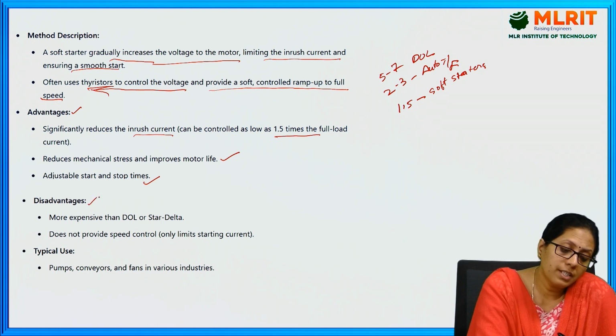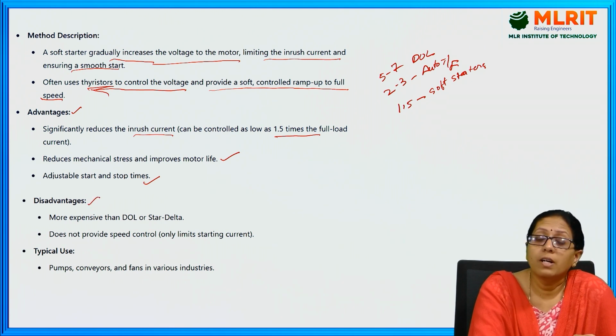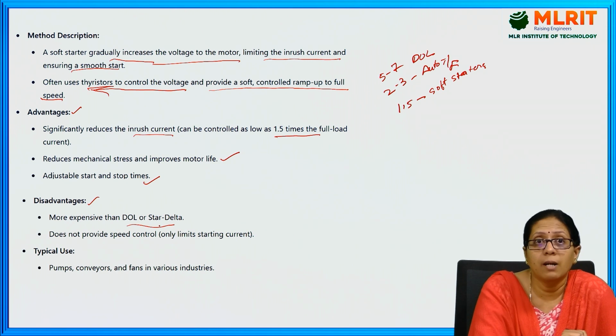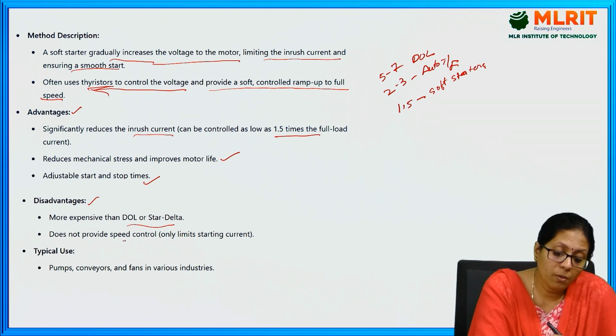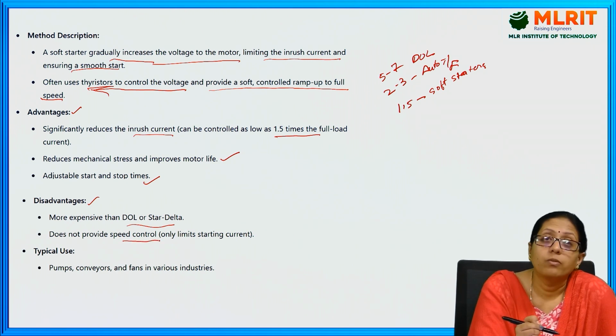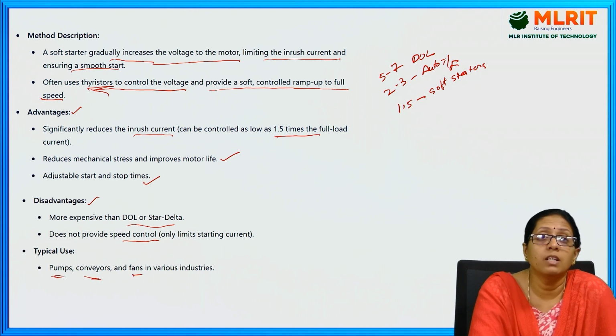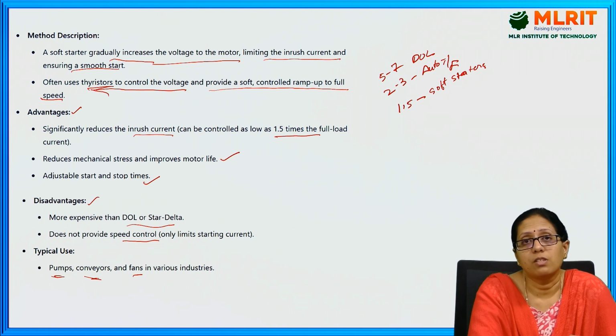Then what are the disadvantages? It is more expensive than DOL and star delta, and it does not provide speed control. We cannot control the speed. The speed is fixed. And this is mostly used in pumps, conveyors, and fans in various industries.